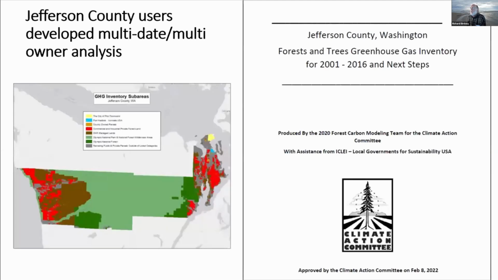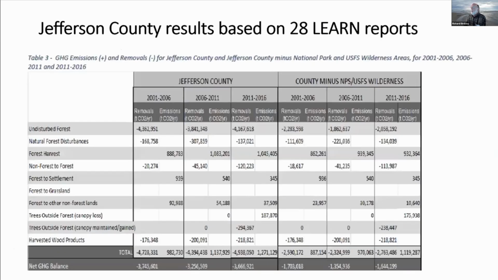And just a note here that Jefferson County, we worked with them for a while, and they actually looked at, within their county, 8 different domains, mainly according to ownership. So they wanted to separate out the public lands, the federal lands, I should say, from the county lands and from the private lands. And so they did analysis for all these different files, and they looked at 3 inventory periods: 2001 to 2006, 2006 to 2011, and 2011 to 2016. Jefferson County lands, and then the county minus the National Park Service and the U.S. Forest Service wilderness areas, and came up with a lot of numbers that they use to analyze their land.